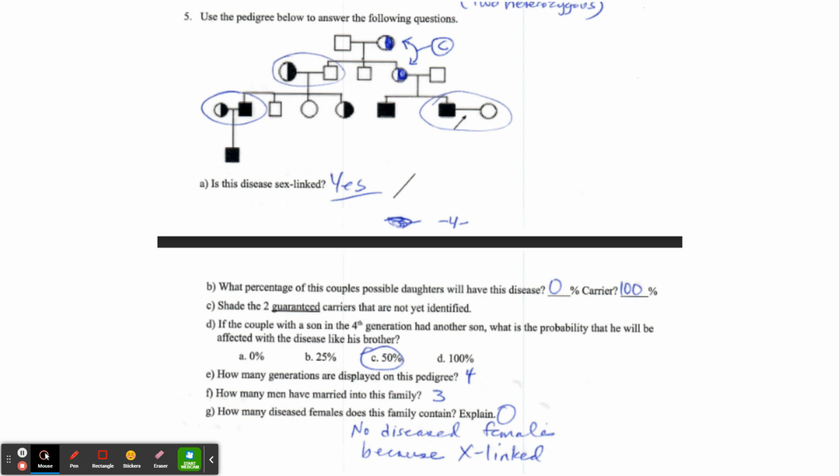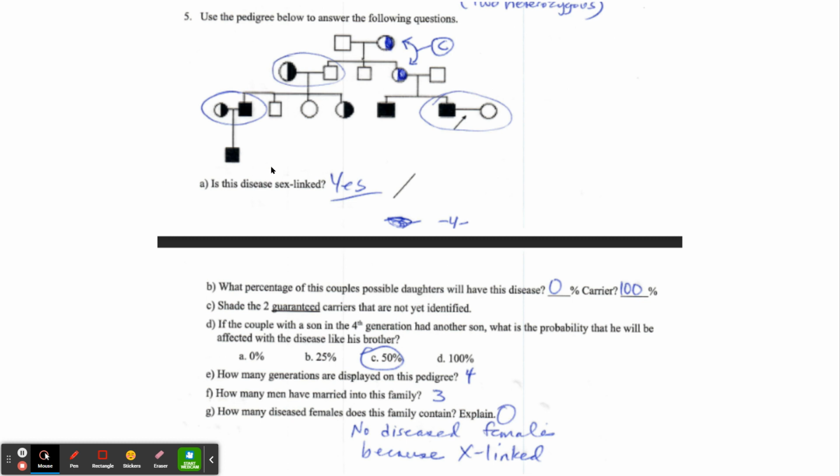Okay, she was able to carry this on to the female. So these are her 3 kids. Yes, so she carried it over to her daughter here, and then the daughter carried that allele to her sons, and they have the disease. Now the couple with the son in the 4th generation, 1, 2, 3, 4. This guy here had another son. What's the probability that he will be affected with the disease like his brother? Probably 50%.